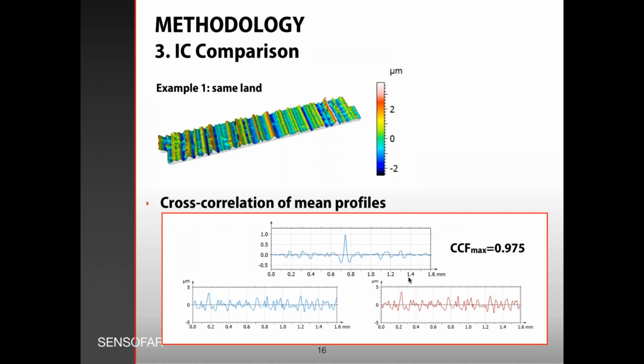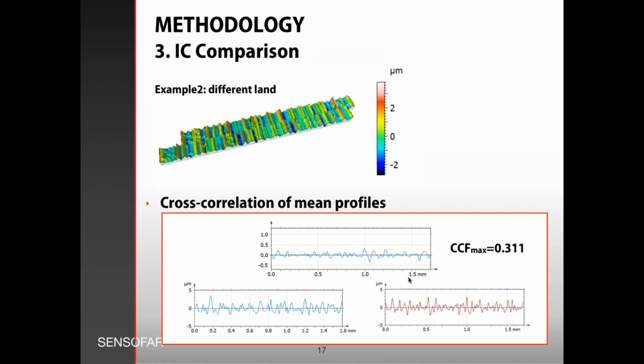And the value of this peak that is constrained from 0 to 1 will tell us the degree of similarity. Here, these 2 IC surfaces have a similarity of 0.97. This is a very high similarity, close to 1. If we take 2 different lines of the same bullet, we will see that there is no position in which we can have a visual agreement, and the number, the CCF max, is telling also that there is no agreement. The value is as low as 0.3.